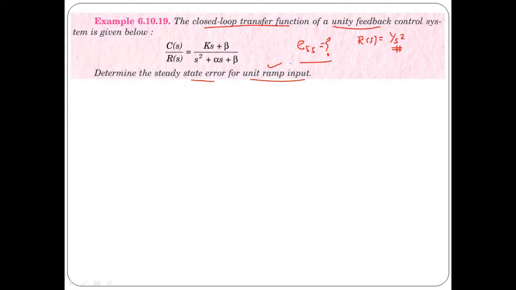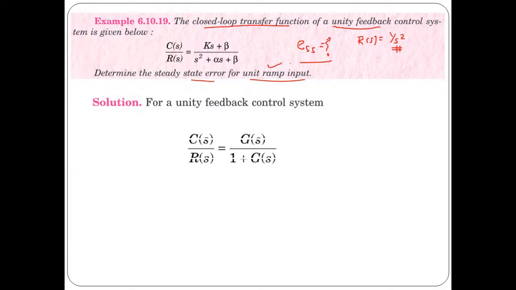Okay, let us try to solve this. So for a unity feedback control system, the closed loop transfer function is given by C of s by R of s is nothing but G of s upon 1 plus G of s into H of s. Now why have we written this expression? Because it is a unity feedback control system. That's why the value of H of s is going to be 1. So no need to write H of s over here.